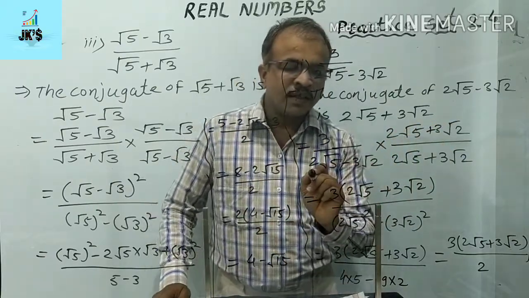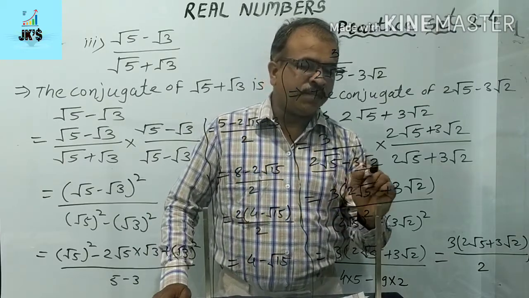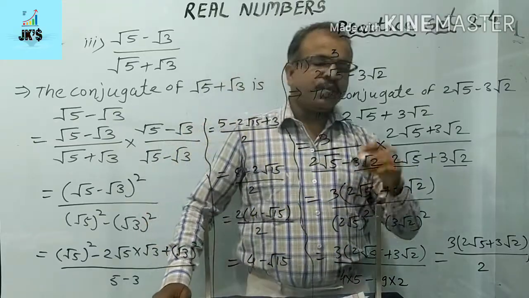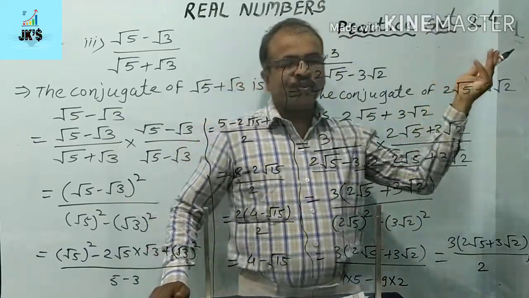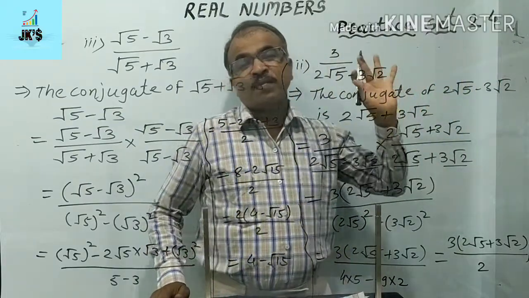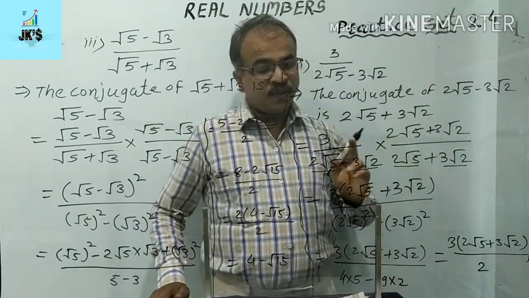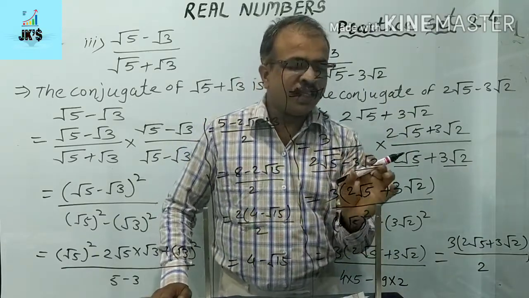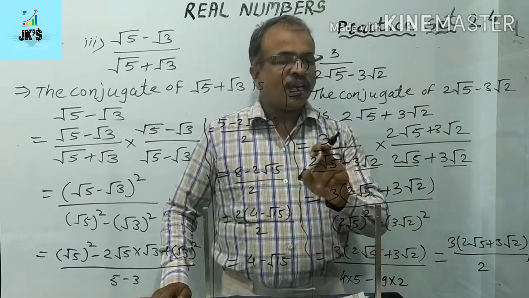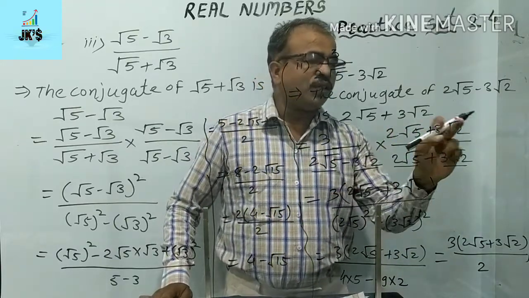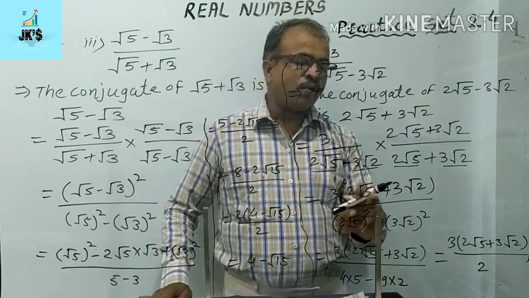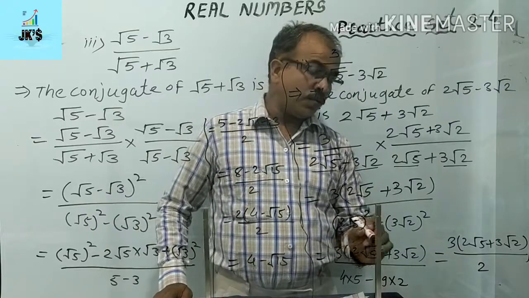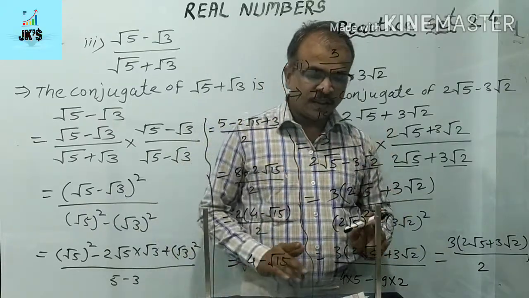So what happens here? A minus B into A plus B equals, we know that, A square minus B square. So A is 2 root 5, square of it, minus B is 3 root 2, square of this. And at the numerator, 3 into this one, 3 into (2 root 5 plus 3 root 2) remains as it is.